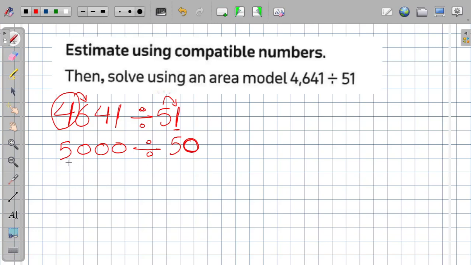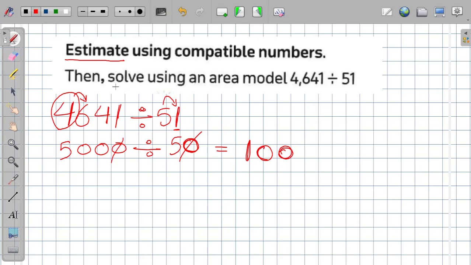Okay, so 5,000 divided by 50 equals what? I will cancel 1 0, so 5 divided by 5 equals 1, and I have 2 zeros here, so it will be like 100. Okay, so I estimated the result first.